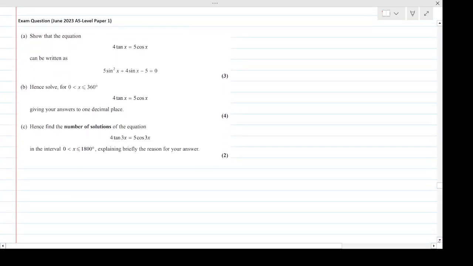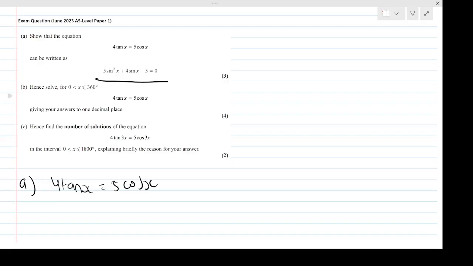Exam question to finish off. Right, so we firstly need to show that the equation 4 tan x equals 5 cos x can be written as 5 sine squared x plus 4 sine x minus 5 equals 0. Now what's interesting is that both tan and cos have disappeared and there's only sine. Now that's interesting.